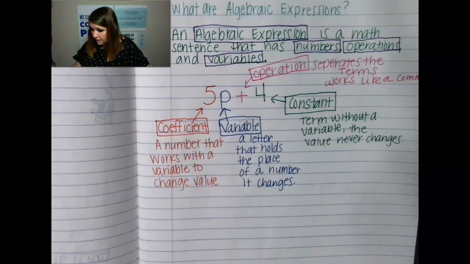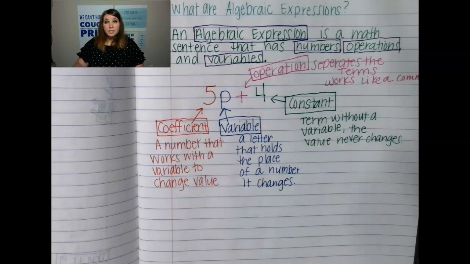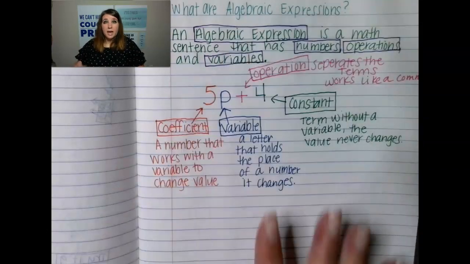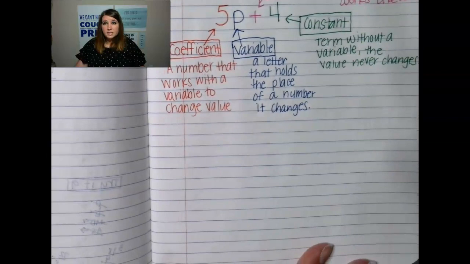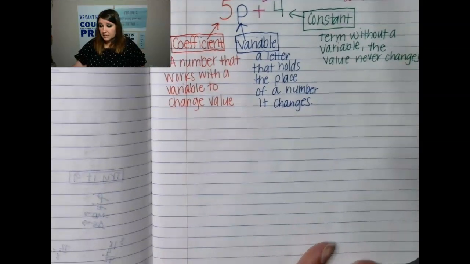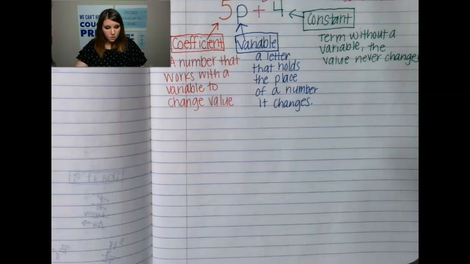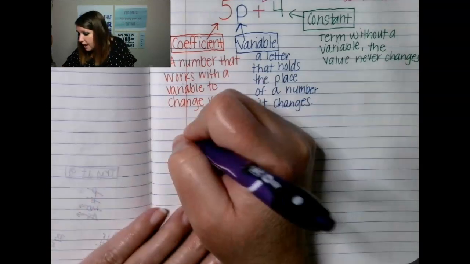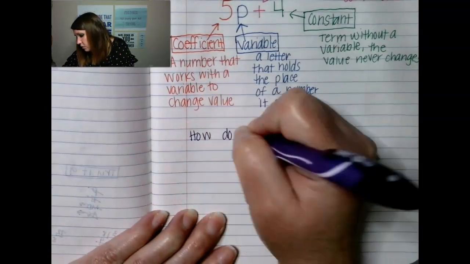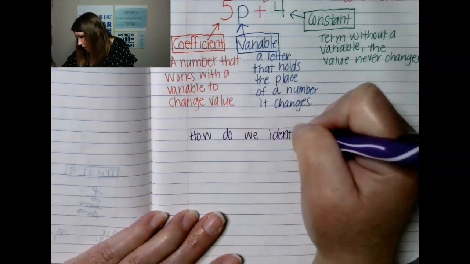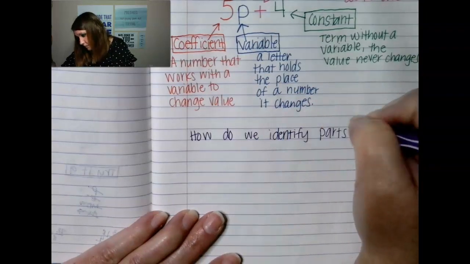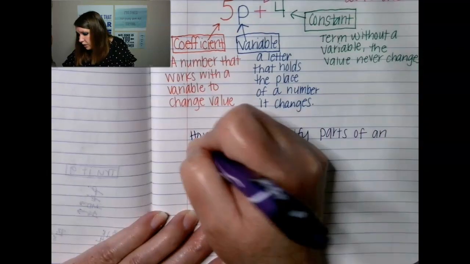Okay, so this is your math vocabulary. There's a lot in this chapter, so I want you to make sure that you have an idea of your math vocab. So now we're going to sort these terms into different categories. So how do we identify parts of an algebraic expression? That is our question.